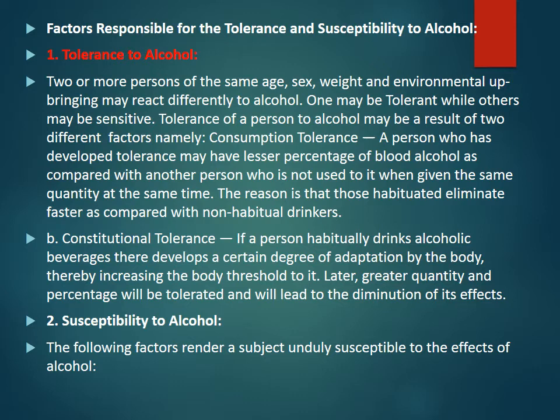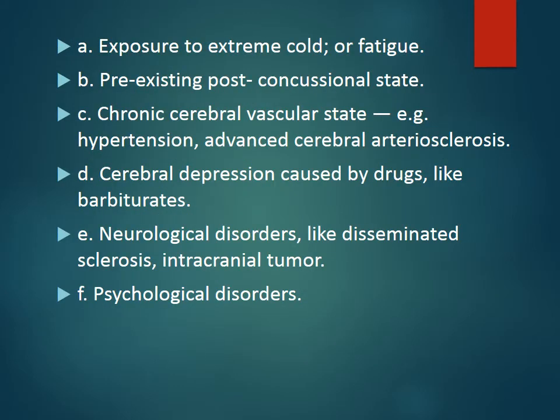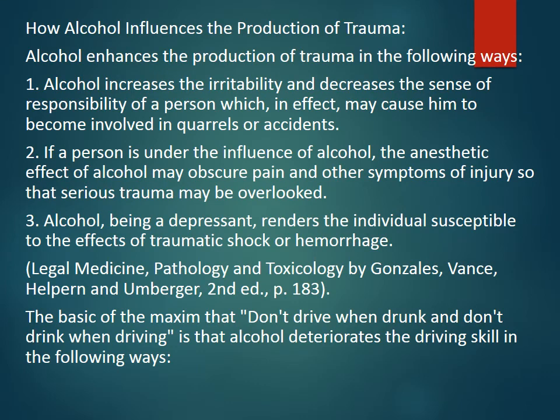The following factors render a subject unduly susceptible to the effects of alcohol. A. Exposure to extreme cold or fatigue. B. Pre-existing post-concussional state. C. Chronic cerebral vascular state like hypertension or advanced cerebral arteriosclerosis. D. Cerebral depression caused by drugs like barbiturates. E. Neurological disorders like disseminated sclerosis, intracranial tumor. F. Psychological disorders. Now, let's go to how alcohol influences the production of trauma.